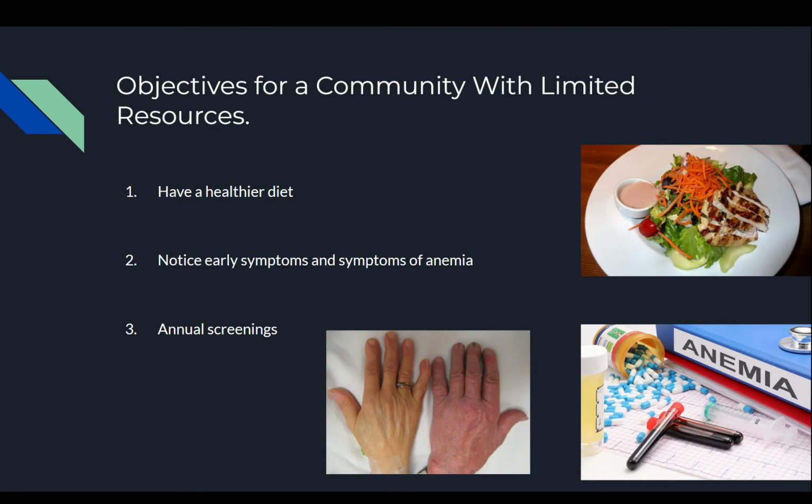Some objectives for a community with limited resources include having a healthier diet, noticing early symptoms and signs of anemia, and having annual screenings.